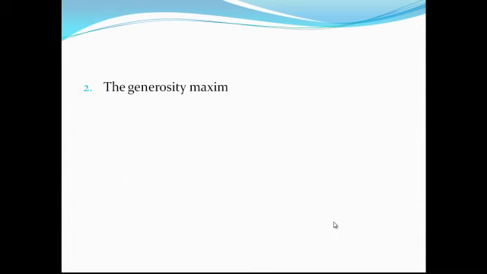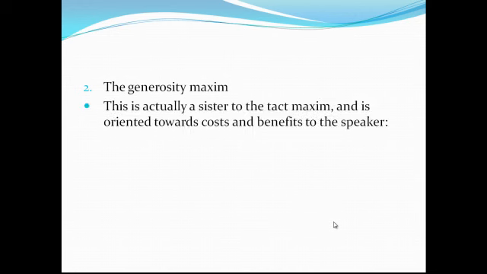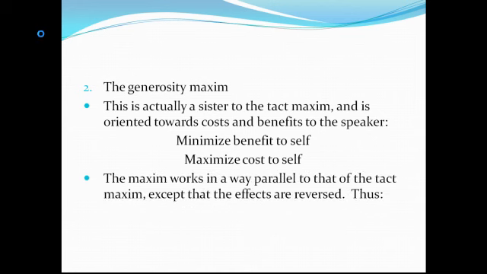The second maxim that is put forward by Leach is the generosity maxim. This is actually a sister to the tact maxim and is oriented towards cost and benefits to the speaker. Remember, tact maxim had everything to do with cost and benefits to the hearer. This time around, it is cost and benefits to the speaker. And the submaxims go like minimize benefit to self, maximize cost to self. That means the maxim works in a way parallel to that of the tact maxim, except that the effects are reversed.